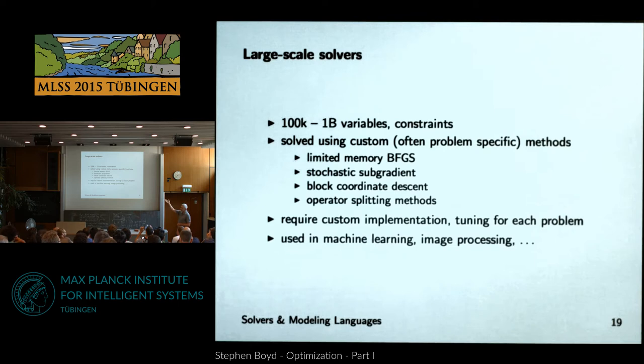Okay. All right. Now, these typically require custom implementation tuning for each problem, right? And so this is, of course, what you'd use for machine learning. If you were going to solve an SVM problem, why would you not use something like libSVM, something that's been made for that specific problem? If you're going to do image processing, of course you would use some image processing library that's specifically made for that problem.